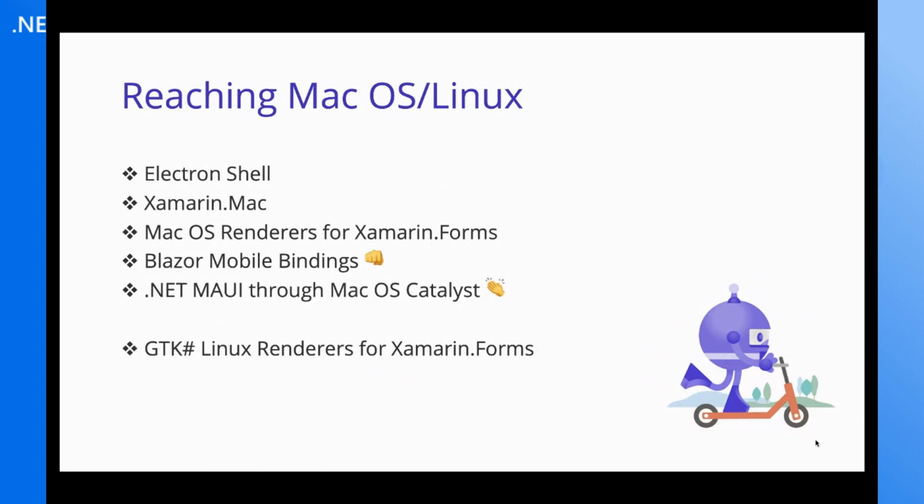But again, Windows isn't the only thing, right? So let's talk a little bit about macOS and Linux. Yes, you can still do progressive web apps and Electron. Xamarin Mac is still a thing. There are macOS renderers on top of Xamarin Forms, and again, Blazor mobile bindings will reach Windows and macOS, and all of this is the .NET Maui. For Mac, you might also be able to reach it through macOS Catalyst, which is a way of running iPad apps on the macOS.